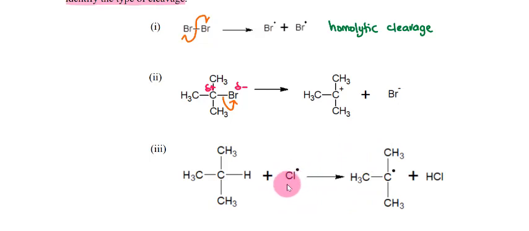For the third reaction, we have a free radical here. So a free radical is involved in this reaction, so it is a homolytic cleavage. The reaction occurs between this carbon and this hydrogen. For the homolytic cleavage, we know that each atom will get one unpaired electron. So we give this hydrogen one electron and this carbon one electron.